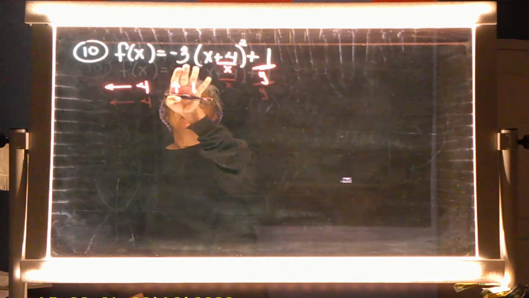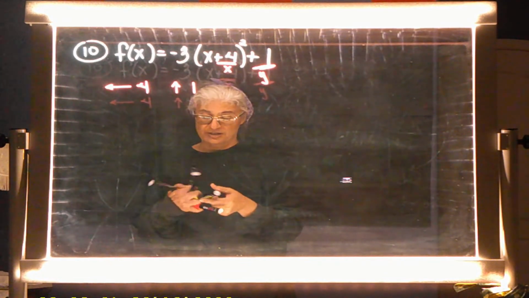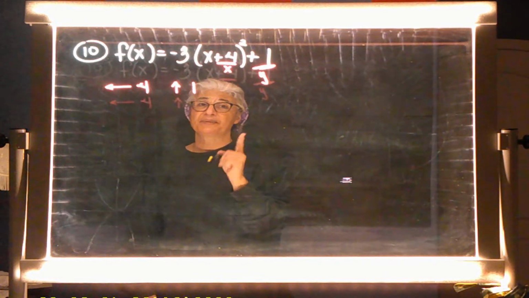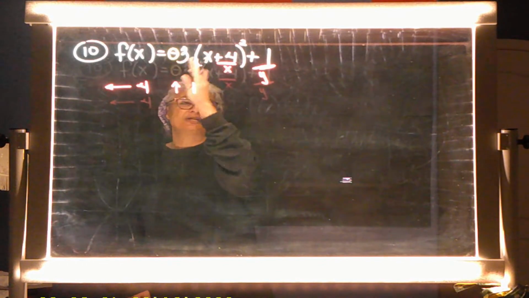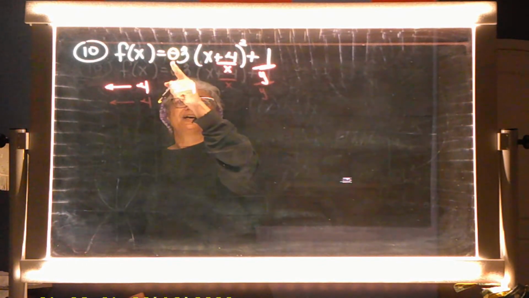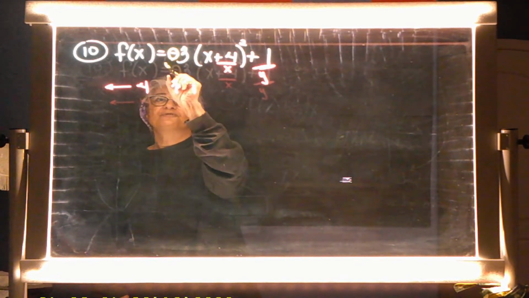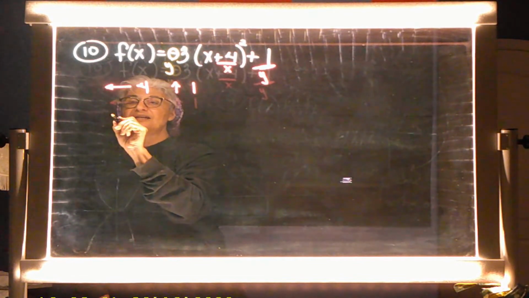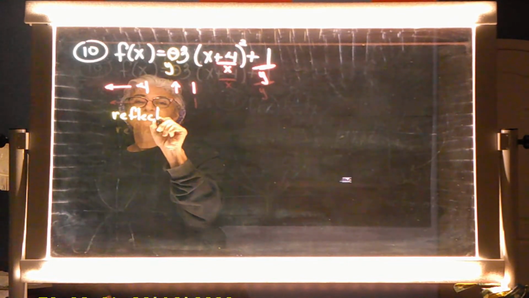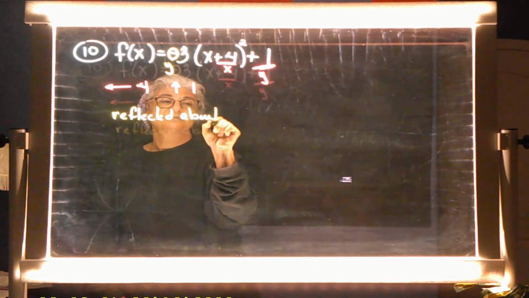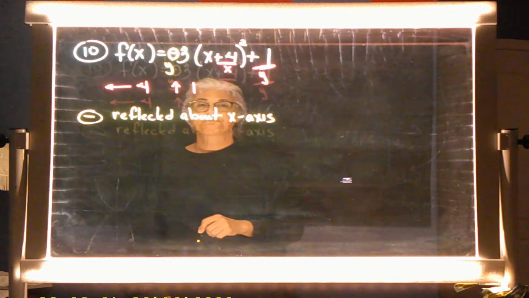Good. Now, I've got 2 things happening in front of the parenthesis, don't I? I have a negative and I have a 3. So that's 2 different pieces of information. What does that negative tell you? What did it tell us before when the negative was out in front of that x squared? Yeah, that means it's going down. The negative means first it's affecting your y. Secondly, since it's a negative, it is reflected about the x-axis. That's what the negative sign means.